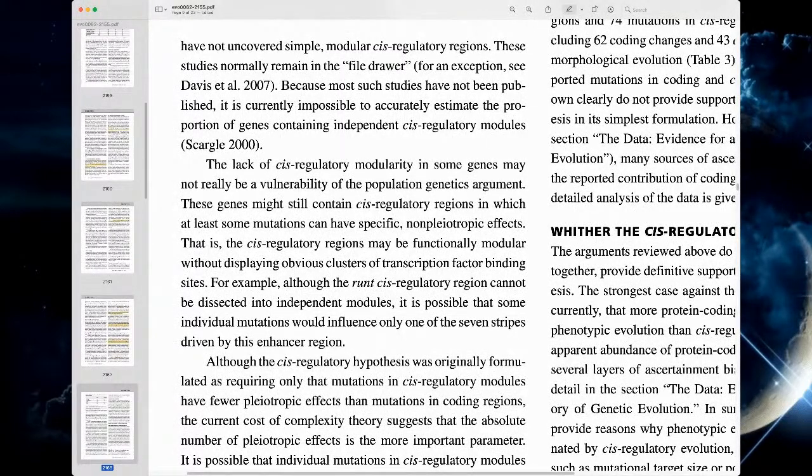So cis-regulatory modularity. Somehow I'm missing what it is. Modularity. That it's all in one group rather than scattered throughout. Right, it's that they're independent of one another. Basically, that changing one doesn't influence the other. Yep.